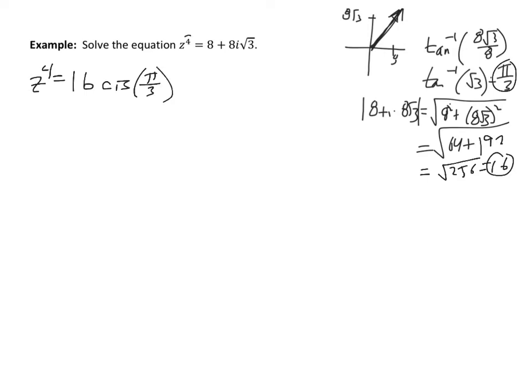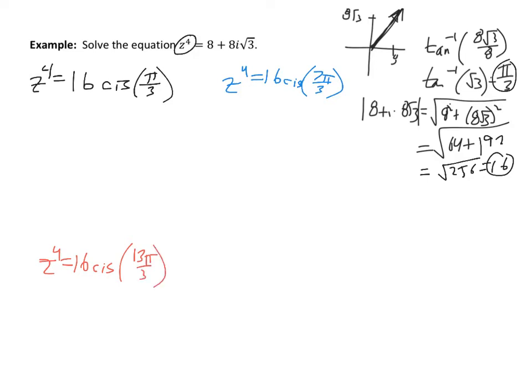But remember, this is a 4th power thing, which means there really should be 4 versions of this. So I'm going to have this one, 16 cis pi over 3. My next one is going to be z to the 4th is 16 cis, and then I need to do pi over 3 plus 2 pi. So plus 6 pi over 3, so this will be 7 pi over 3. I also need z to the 4th, which is going to be 16 cis. I could add another 6 pi over 3. That would be 13 pi over 3.